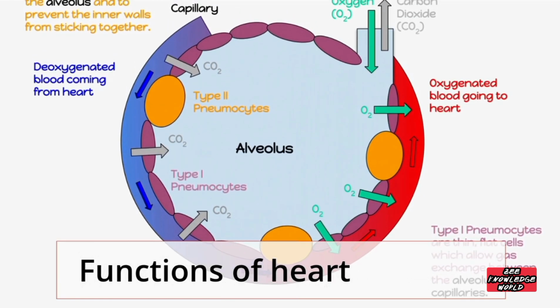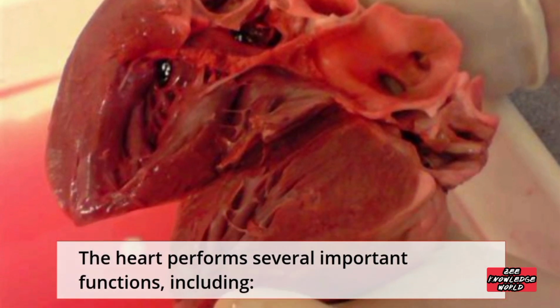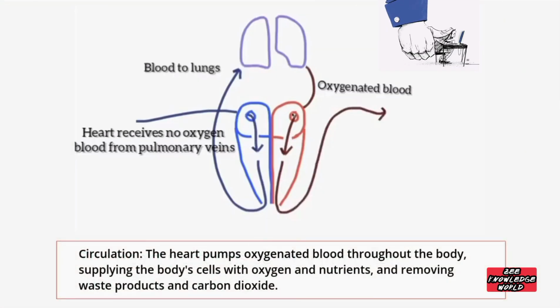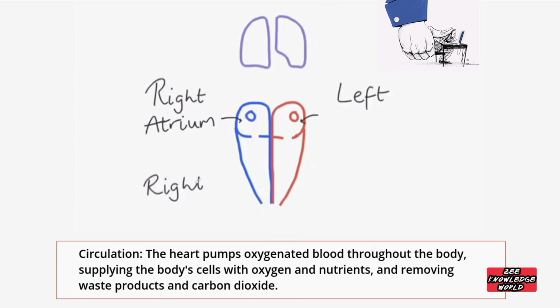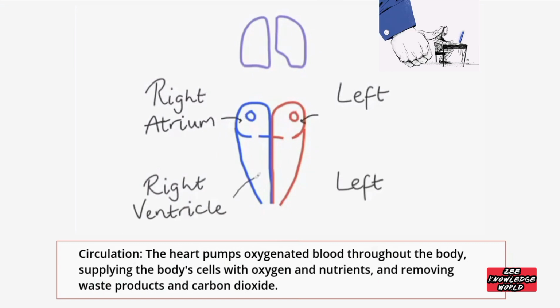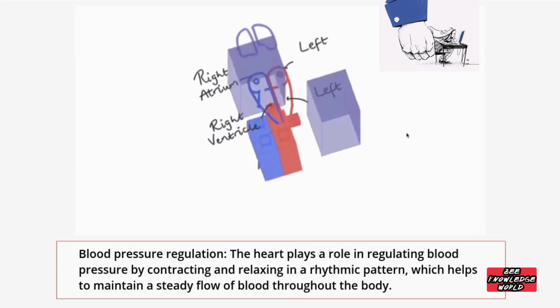Functions of heart. The heart performs several important functions, including circulation. The heart pumps oxygenated blood throughout the body, supplying the body's cells with oxygen and nutrients, and removing waste products and carbon dioxide.